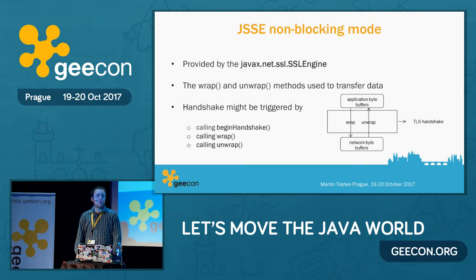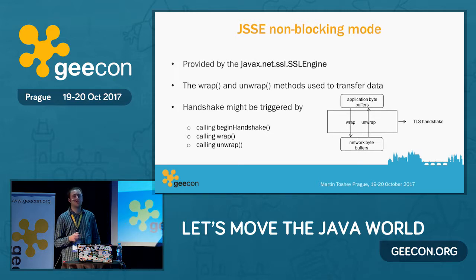Now, there is a more complex mode of operation, and that's provided by the SSL Engine class. Pretty much that class is not used as much as the SSL socket blocking mode of operation. And the reason for that is because it's much more complex to use. However, it provides a number of capabilities, such as allowing you to scale your server much better than with a standard blocking socket. And it works by having two methods to exchange information in a non-blocking fashion.